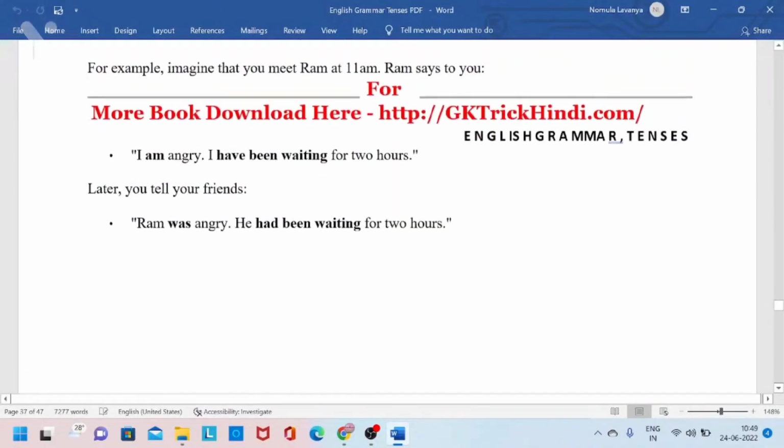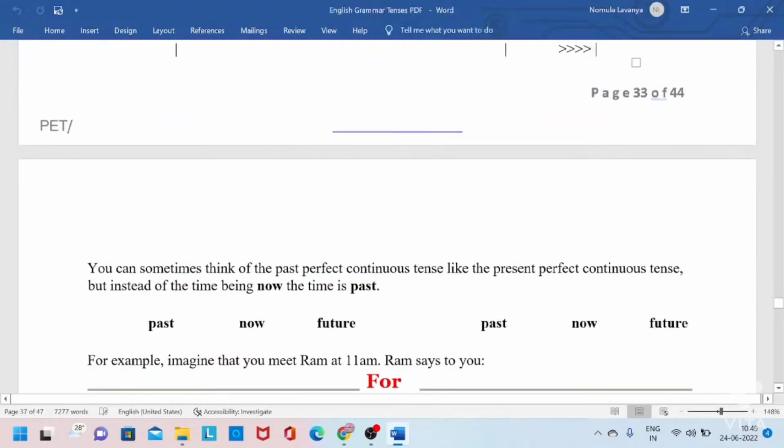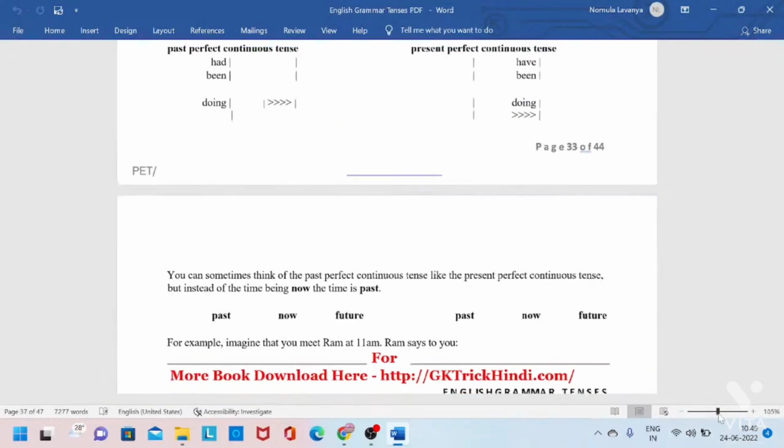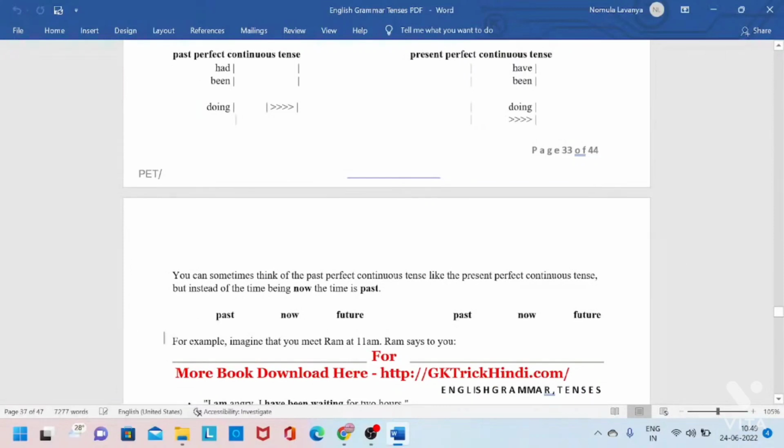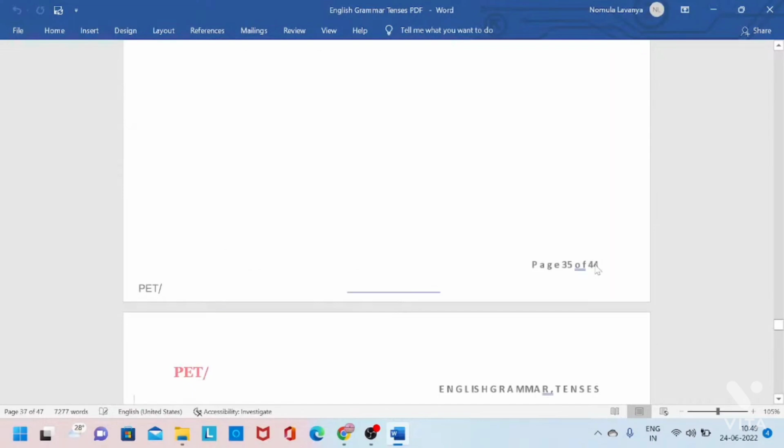One second, my cursor is moving fast. Okay, why is it moving fast? Yes.